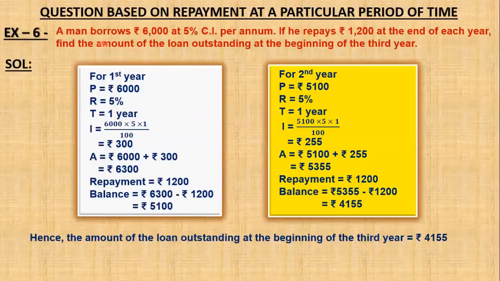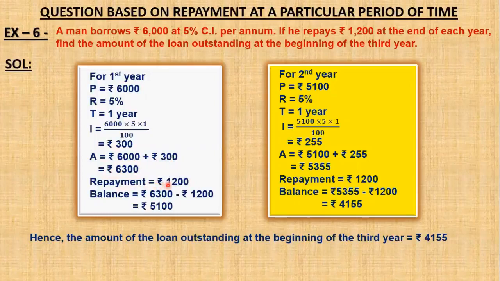The question based on repayment. A man borrows rupees 6,000 at 5% compound interest per annum. If he repays rupees 1,200 at the end of each year, find the amount of the loan outstanding at the beginning of the third year. So for first year, principal is rupees 6,000, rate is 5%, time 1 year. So interest which he need to pay, that is rupees 300 by the formula PRT upon 100. Amount is equal to rupees 6,000 plus rupees 300, that is rupees 6,300.